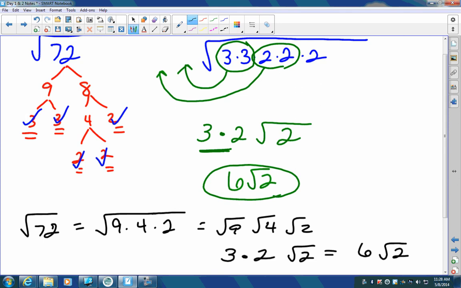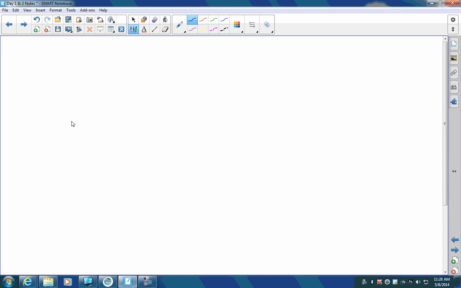If none of them can be perfect squares, then there's nothing you can pull out. So you just leave it as a number. For example, if I asked, what is the square root of 11? Are there any numbers besides 1 and 11 that can multiply together to give you that? Nothing. This is as low as it goes.